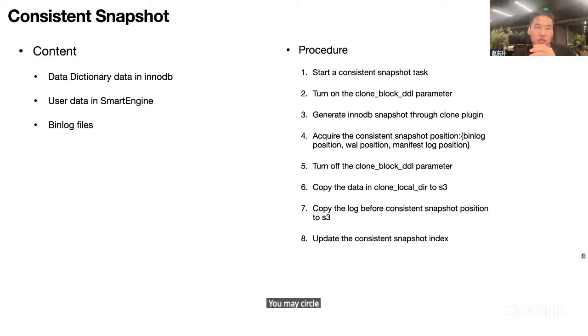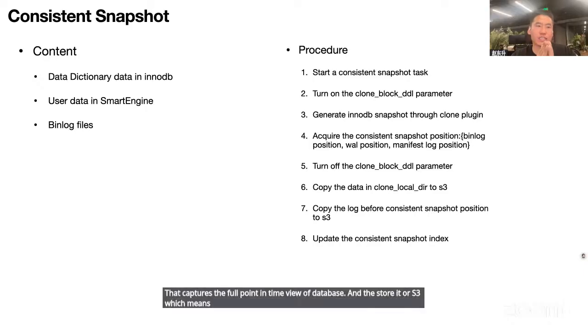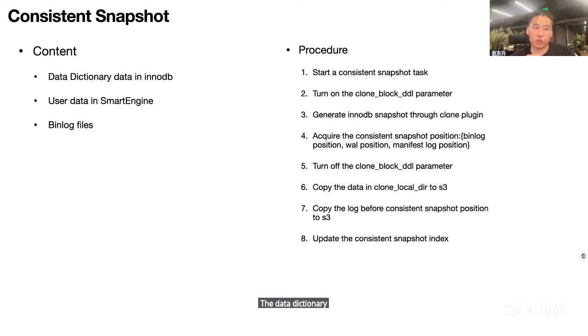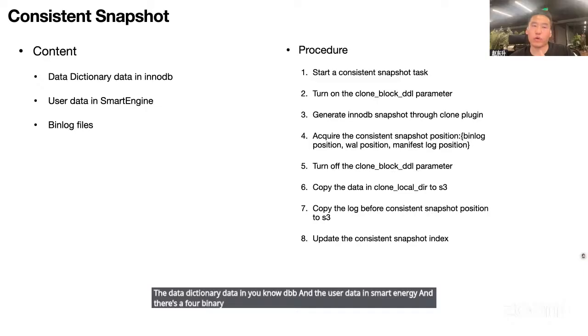In WeCircle, we've designed a consistent snapshot mechanism that captures a full point-in-time view of the database and stores it all in S3, which means all data of WeSQL can be stored in S3 consistently. Here is what's included in a consistent snapshot: the data dictionary data in InnoDB, the user data in Smart Engine, and the full binary log history for redo and replay.